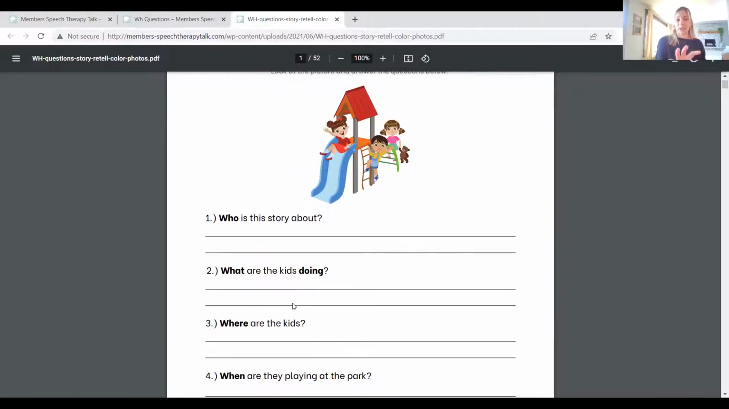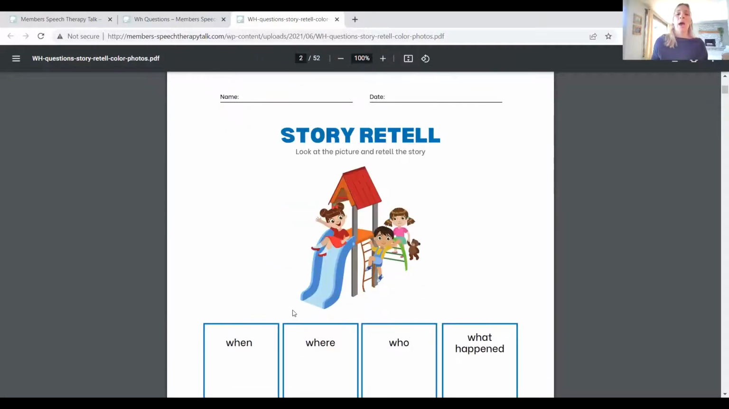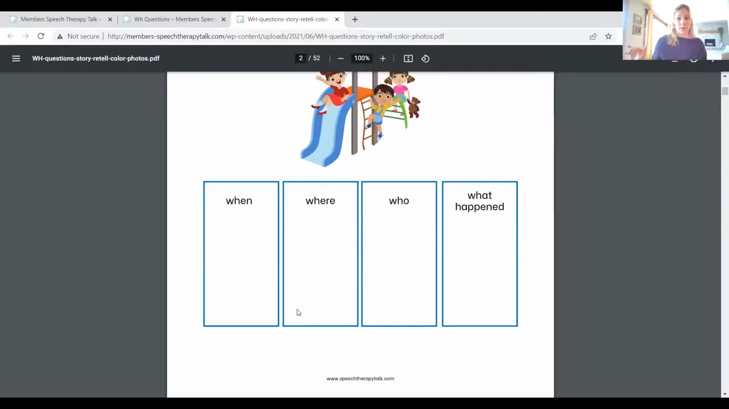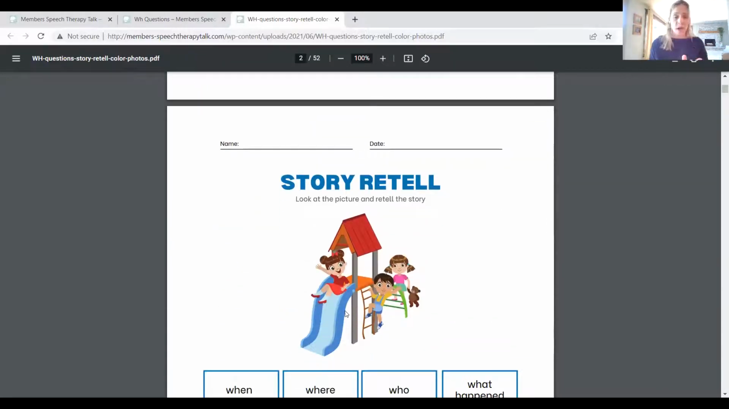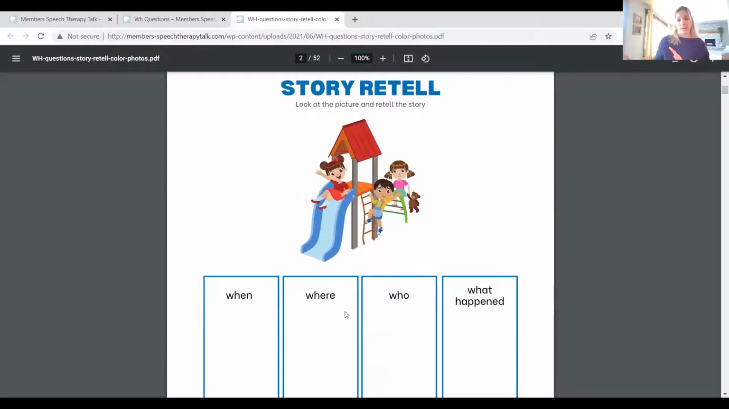And then once they answer these WH questions, you hop right down to retelling the story. So yesterday at the park, the children played. Or during the summer on the playground, the children are climbing. Whatever you want to do, you practice answering the questions, and if it meets your child's goals, you practice retelling the story.